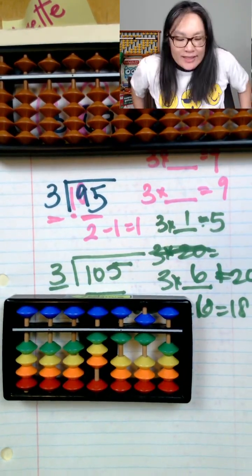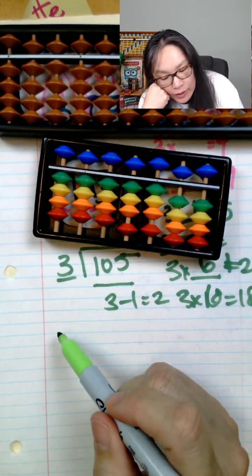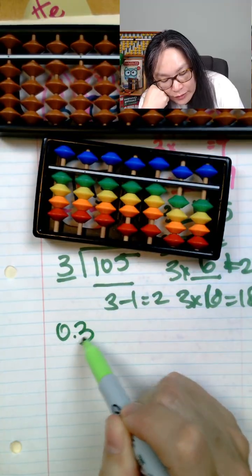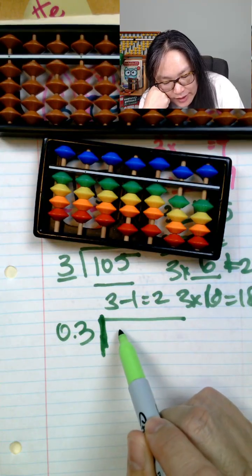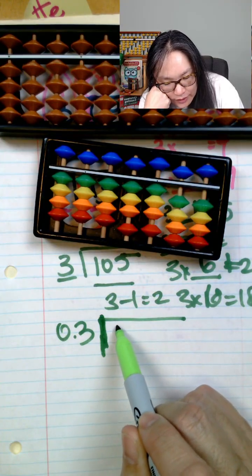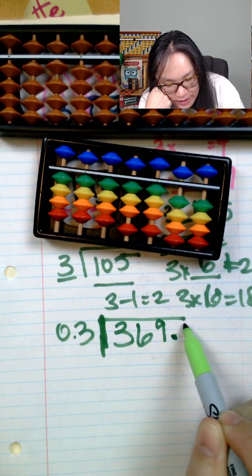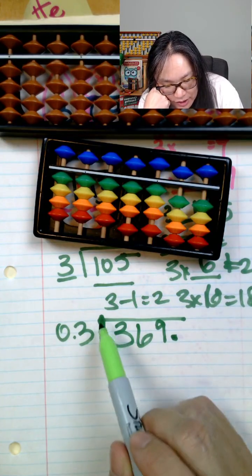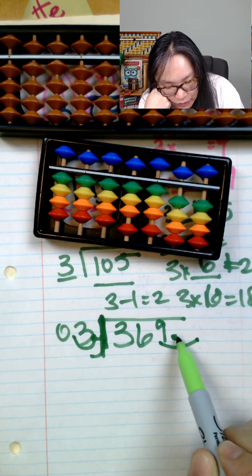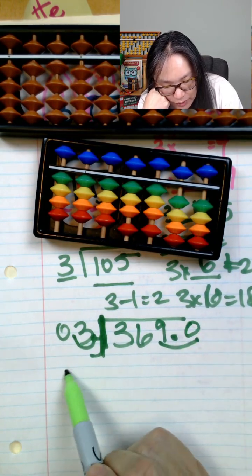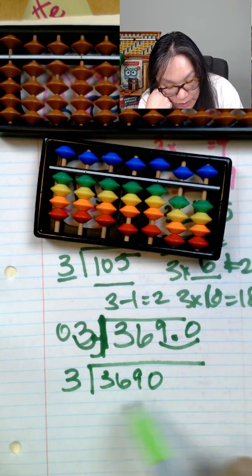I mean, it's still the same concept, right? So even if we did decimals, right? If we did 0.3 divided by, I don't know, 3, 6, whatever, 9, right? And there's a decimal here. Well, just like in regular school, move it over here, so then we move that over there. So we rewrite it, it'd be like this, right? 3690, and it'd just be easier.